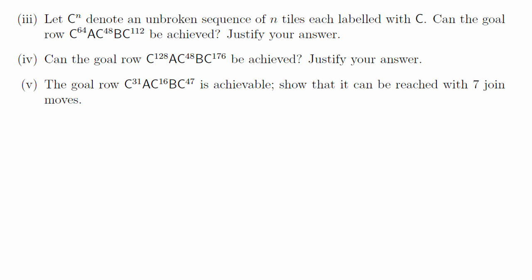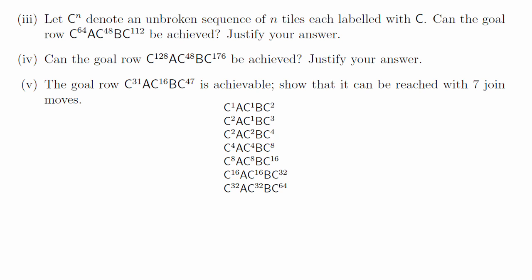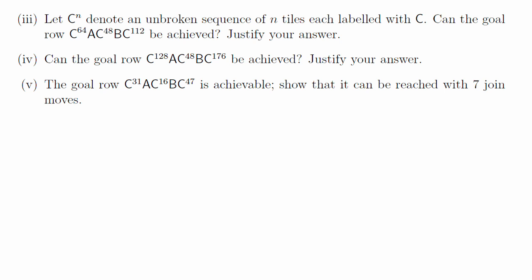Part 3, yes. For example, join the first row to itself 5 times and the second row to itself 4 times, then join those together. Part 4, no, because the first block of C's can only be at most twice as long as the middle block of C's. The original rows satisfy this, and any join satisfies this too.